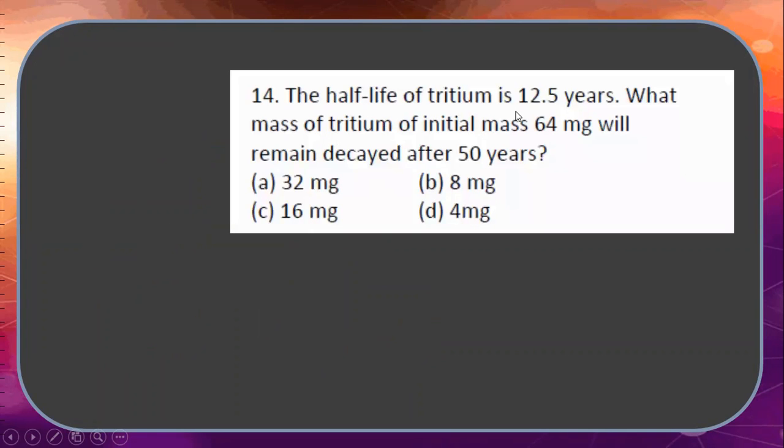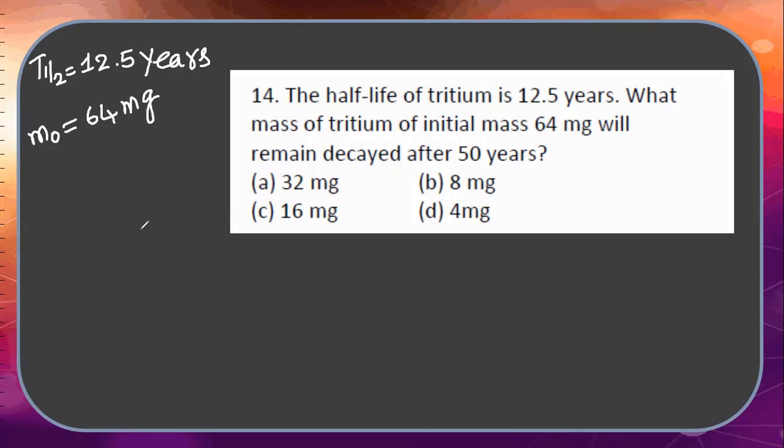The half-life period of tritium is 12.5 years. That means T half is equal to 12.5 years. What is the mass of tritium that remains if the initial mass is 64 mg? M naught is given as 64 milligrams. It remains after 50 years, so the time period is T equal to 50 years. Then we have to take the number of half-life periods.